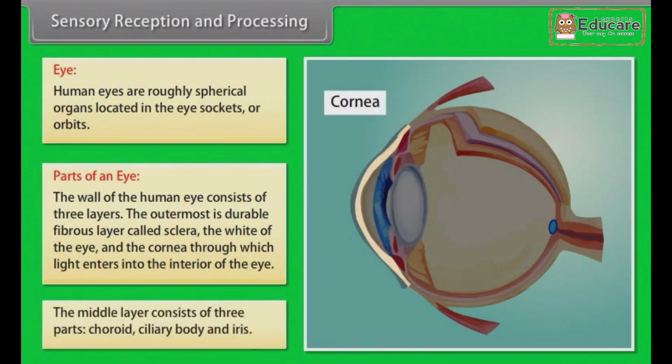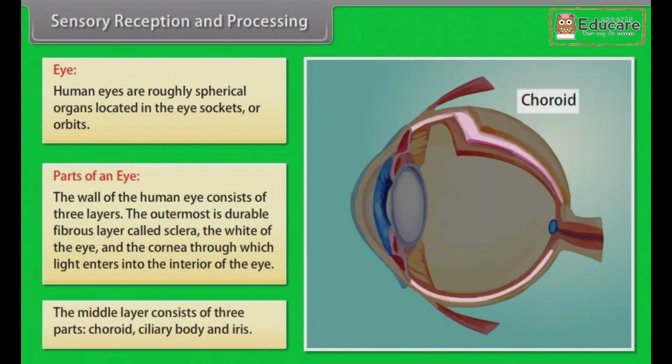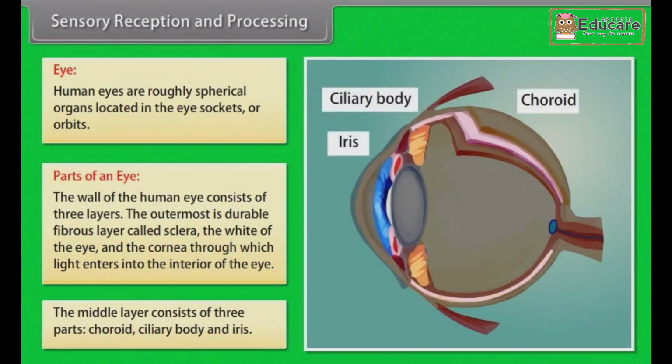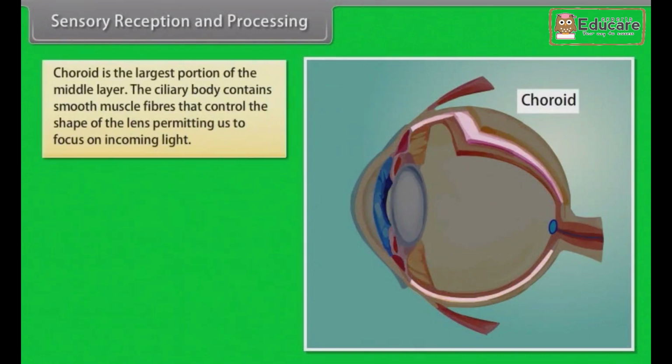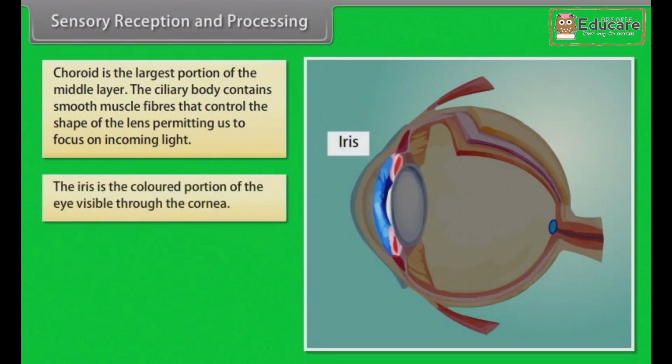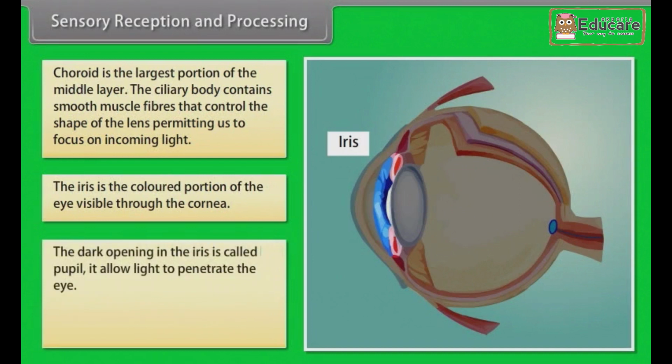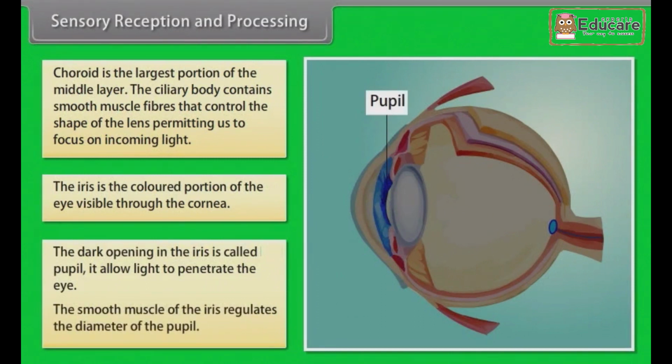The middle layer consists of 3 parts: choroid, ciliary body, and iris. Choroid is the largest portion of the middle layer. The ciliary body contains smooth muscle fibers that control the shape of the lens, permitting us to focus on incoming light. The iris is the colored portion of the eye visible through the cornea. The dark opening in the iris is called the pupil. It allows light to penetrate the eye. The smooth muscles of the iris regulate the diameter of the pupil.